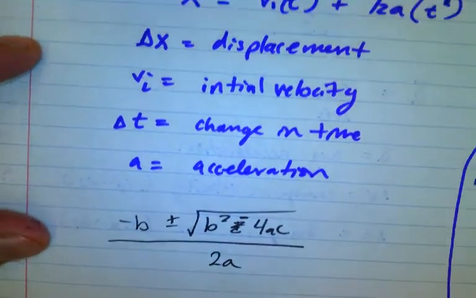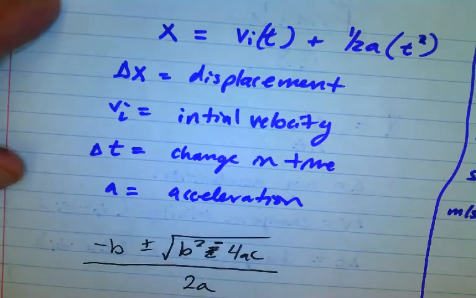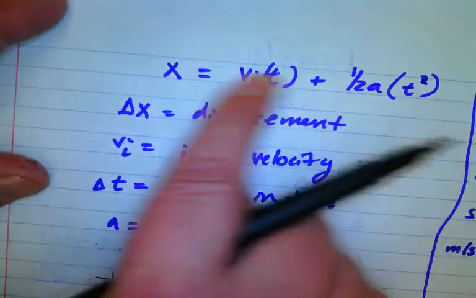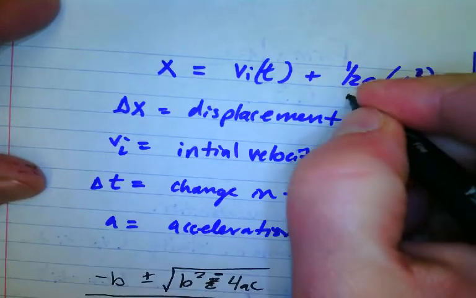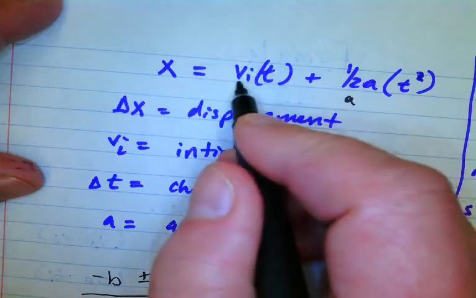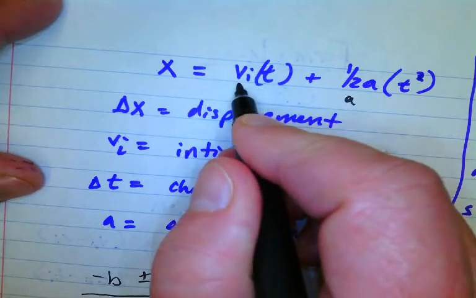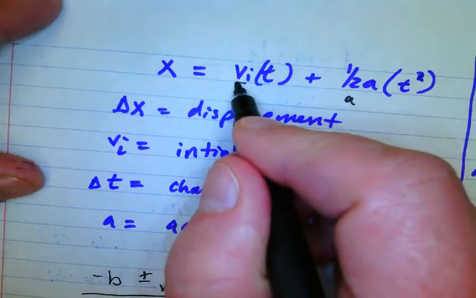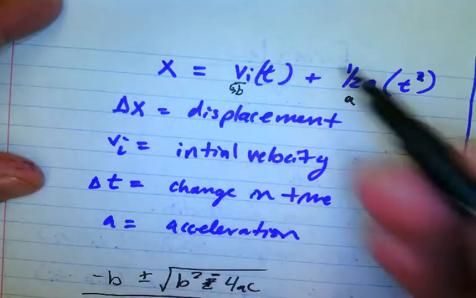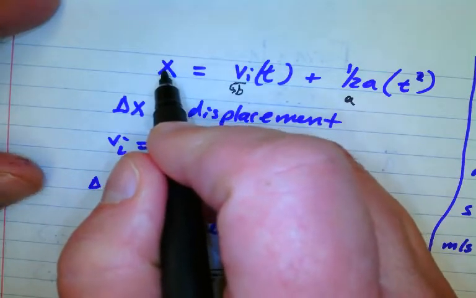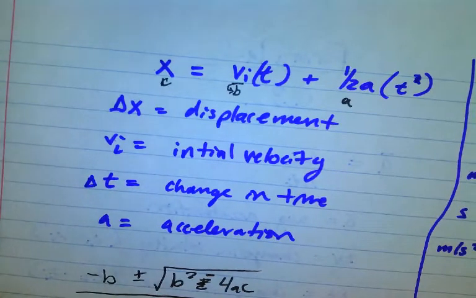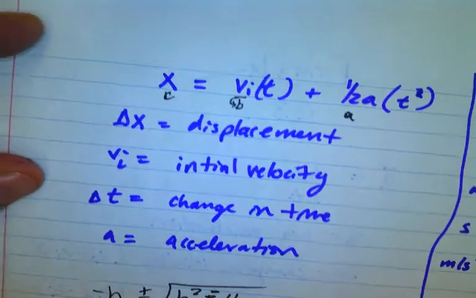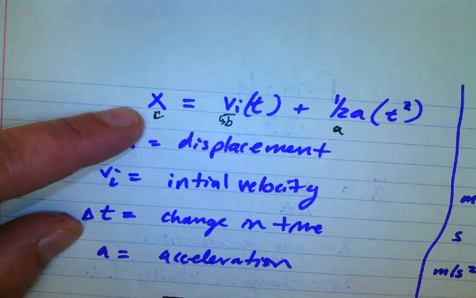So you would rearrange this, and this right here is your a. That's a. You would rearrange this. This right here would be b. The t is the x. Your x here, which is displacement, becomes your c in the quadratic equation. Okay? What's this one called? This is an equation. It doesn't have a name.